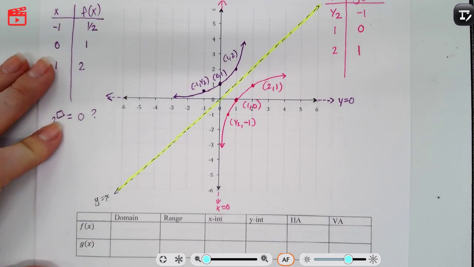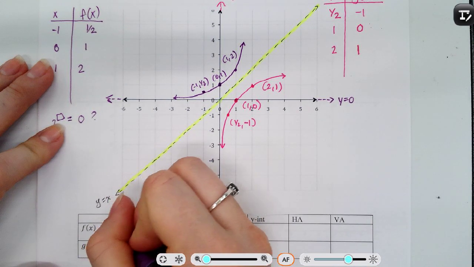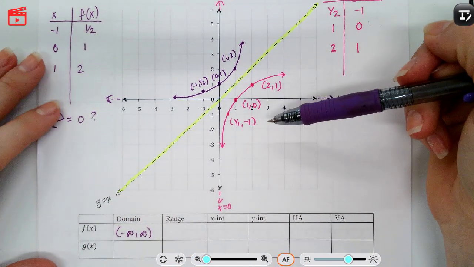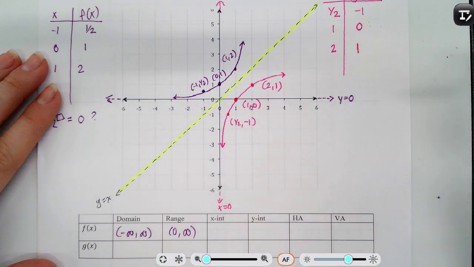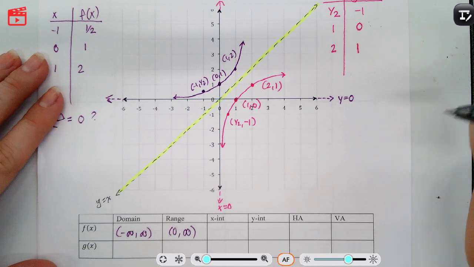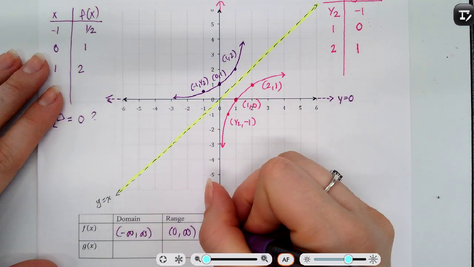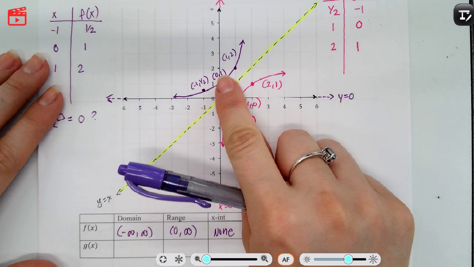So domain for f of x is negative infinity to positive infinity. How about the range? Well, it can't go down into the negatives. It can't go past 0. So it's going to be 0 to positive infinity. Do we have any x-intercepts? Well, no, because the x-axis is my horizontal asymptote, so none. Do we have any y-intercepts? Well, we do, right there. It's 0, 1.